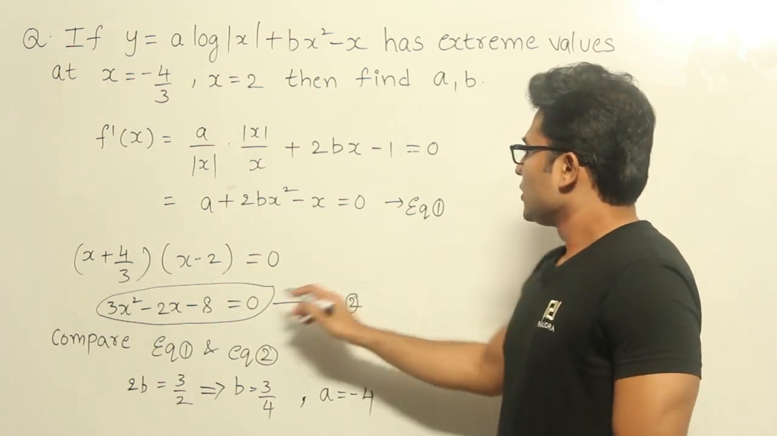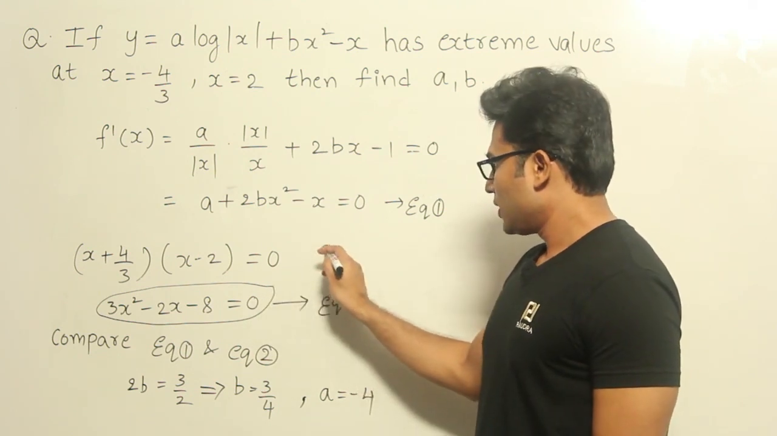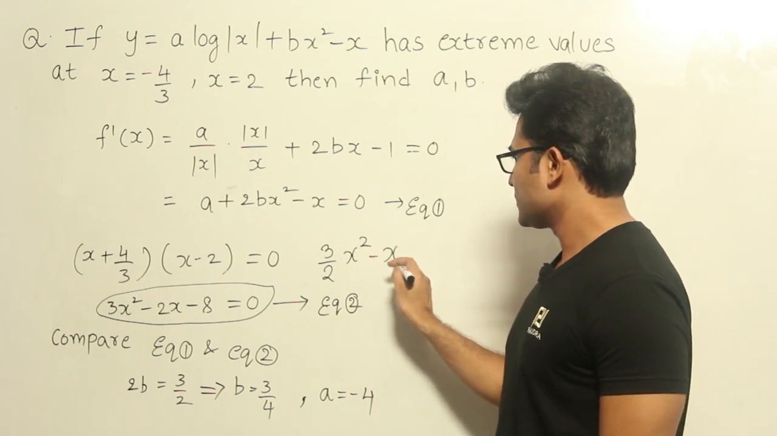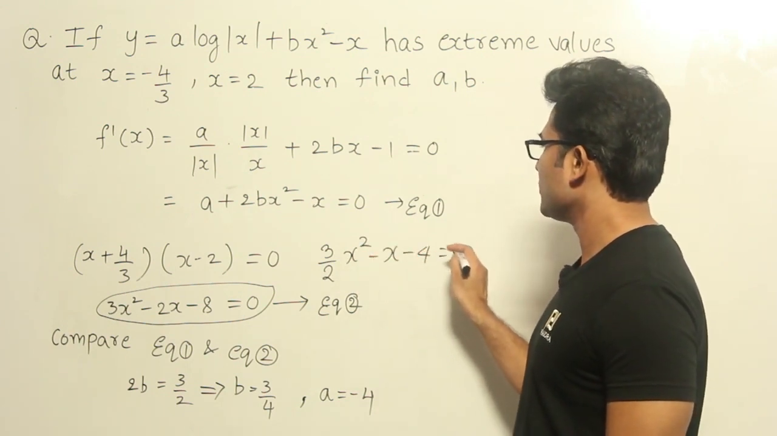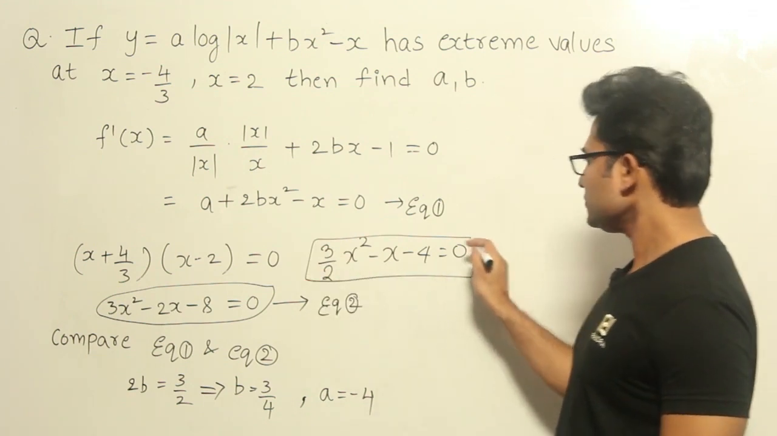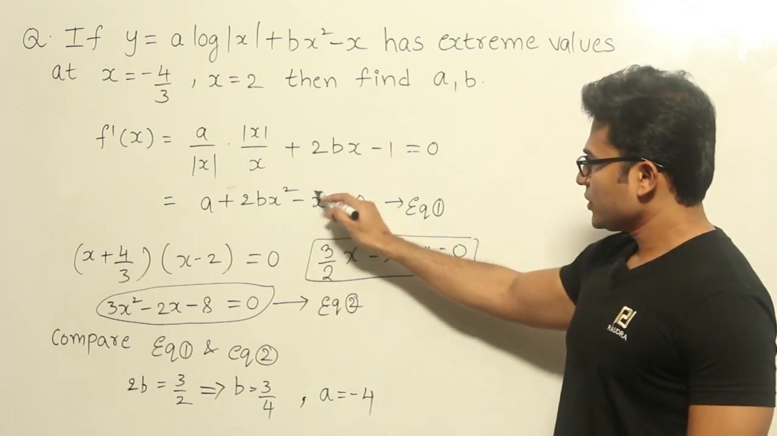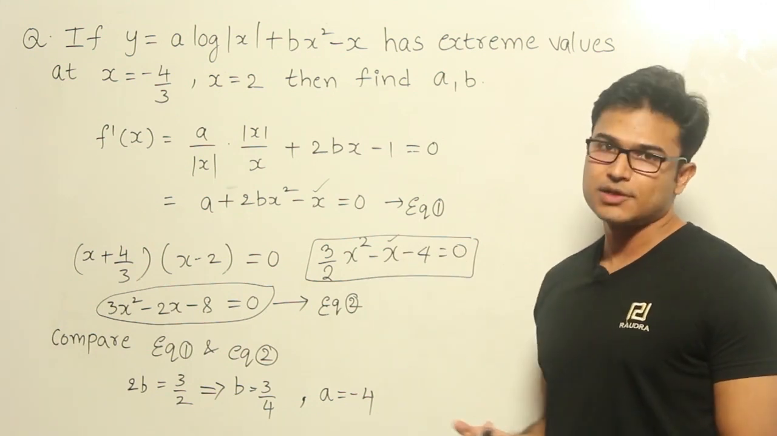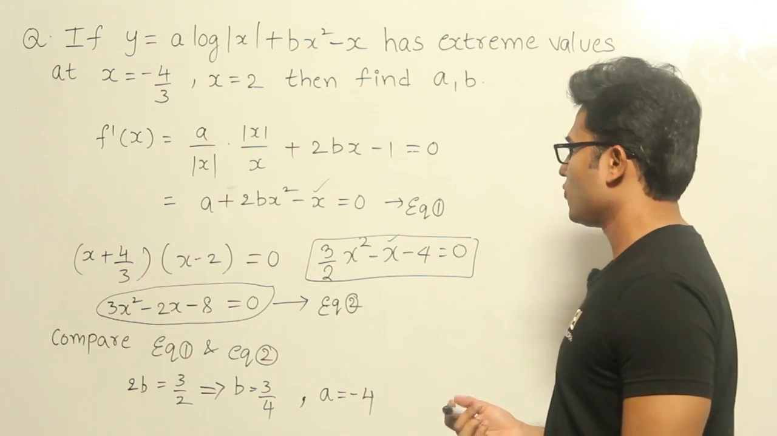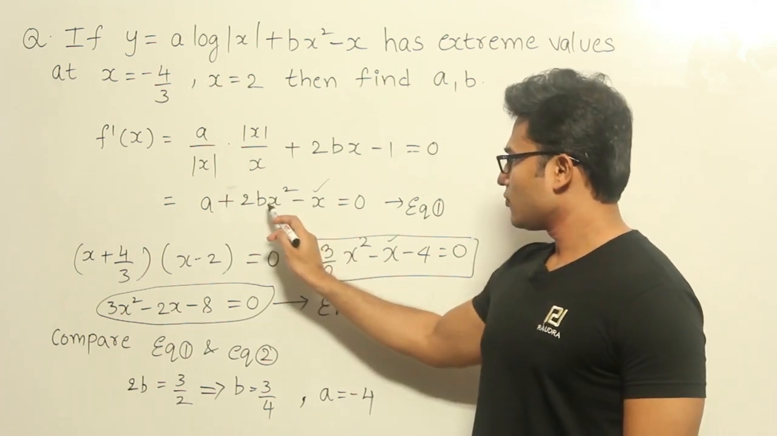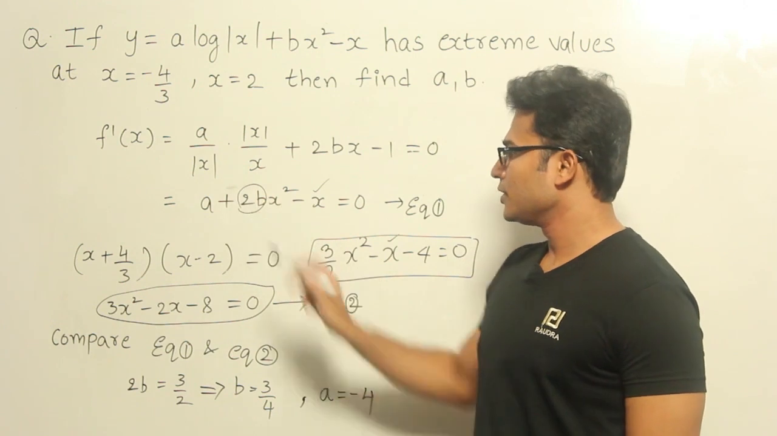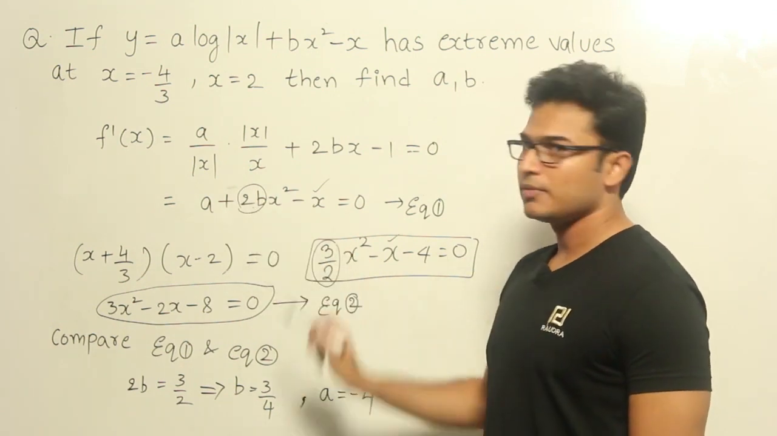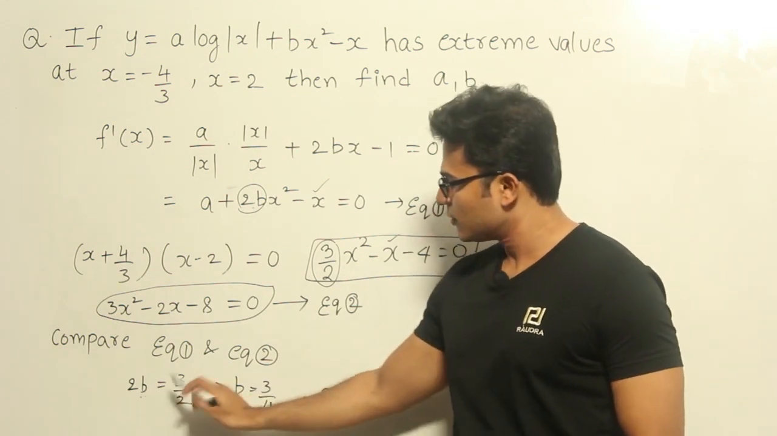So what is it? If I divide it by 2, I am going to get 3 by 2 x square minus x minus 4 equal to 0. Now here you can clearly see that x quotient here and x quotient here is same. Therefore all the other quotients must also be same. So now we can compare the quotients one by one. Now what about the quotient of x square? Here it is given as 2b, right? And here it is given as 3 by 2. Therefore 2b must be equal to 3 by 2.